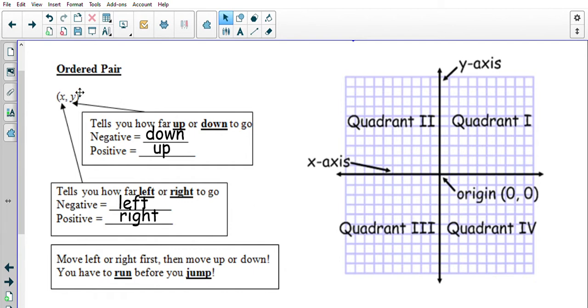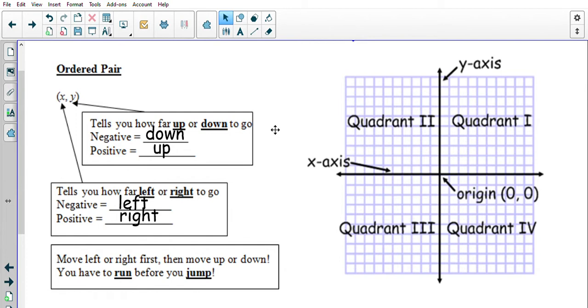Our ordered pairs are always going to be in parentheses, and they're going to be of the form x comma y. The x coordinate tells you how far left or right to go. If it's negative, you go left. If it's positive, you go to the right. Our y coordinate tells us how far up or down to go. If it's negative, you go down. If it's positive, you're going to go up.